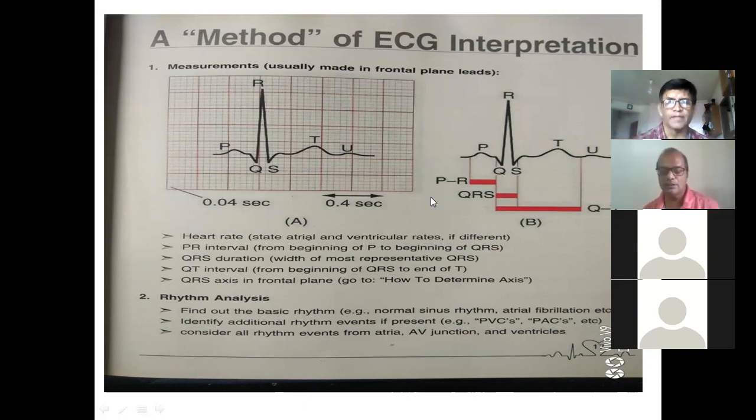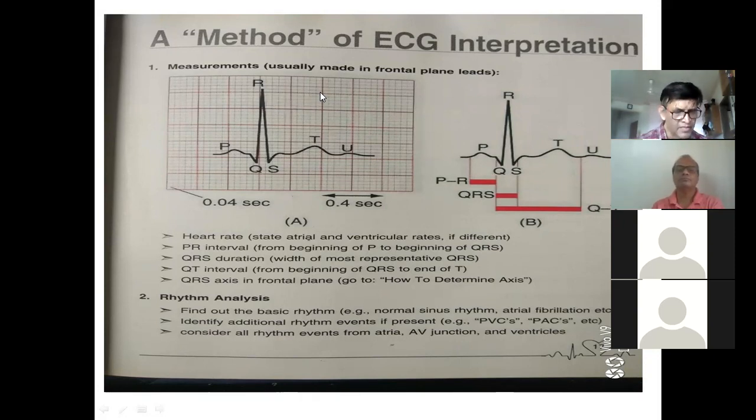Clear, sir. See, I'm showing here. On this, you can see 1, 2, 3, 4, 5. Correct? Suppose now this R is here, and the subsequent second R comes here. So how many squares is it? 10, 2 big squares. If the next complex R comes here, the heart rate of the patient is 150. Write it down.